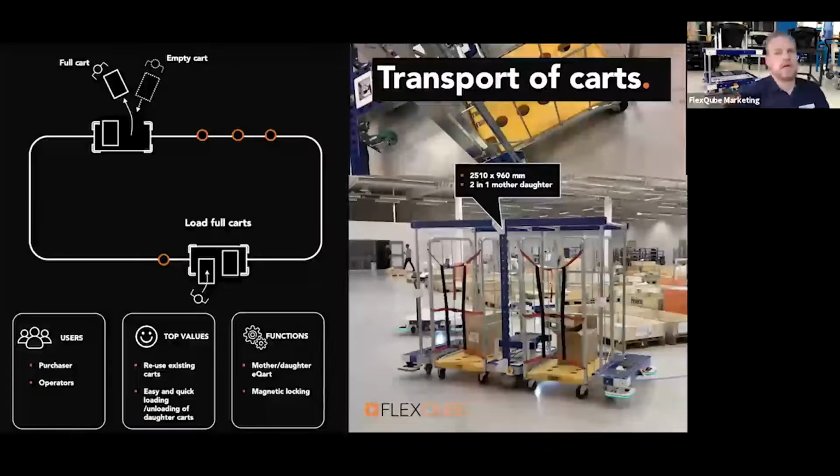This is another use case, and the value here is that the user already has existing carts. In that case, we can offer to make a mother-daughter solution. That means that the daughter can move inside the eQart. By doing that, we create a lot of value for this customer because they don't need to buy or design new carts. One other value that was expected was to have an easy and quick connection to the mother. And that is done with the magnetic locking in this case.